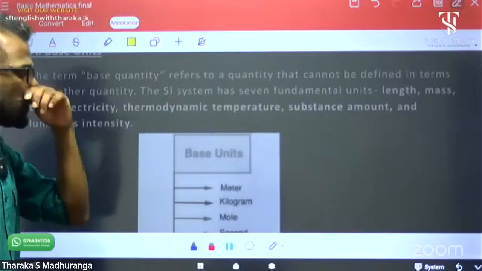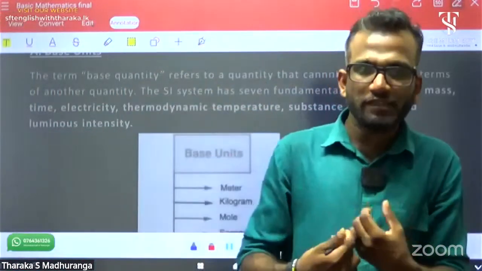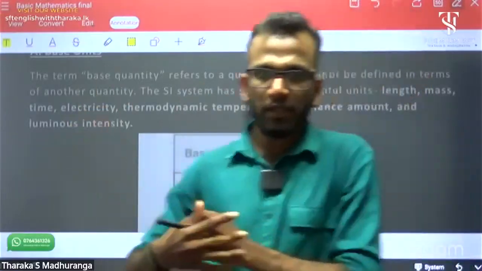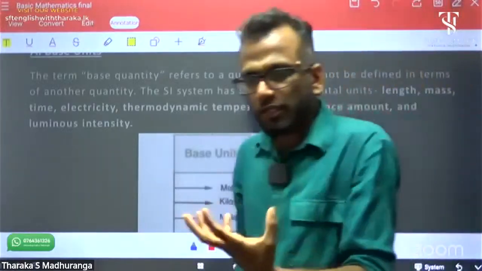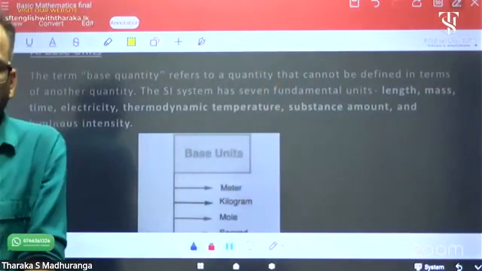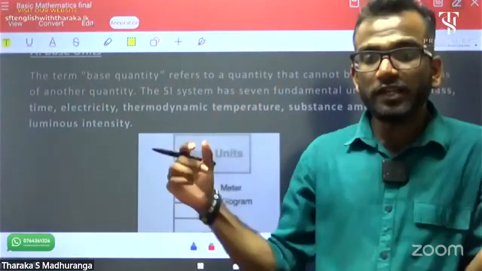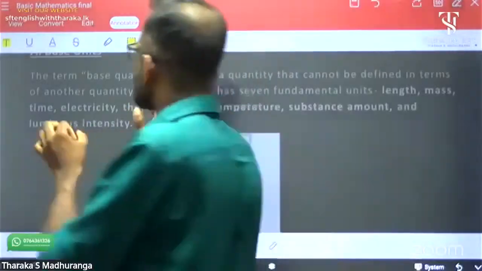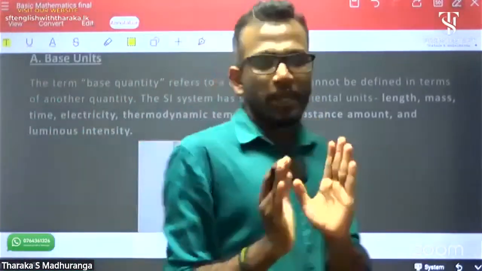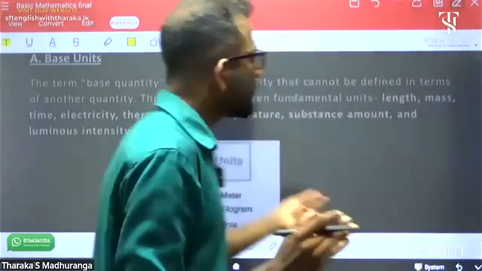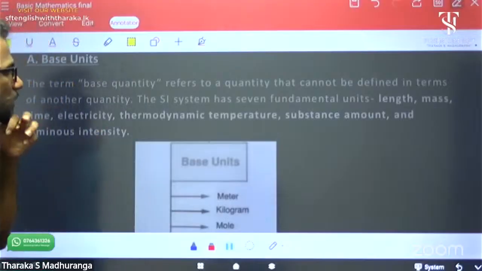Okay, now I told quantities. What's the meaning of quantities? Any property that we can measure. If any property is meaningful, it should have magnitude as well as unit. Okay, I told these units, when we discuss units, they are mainly two types: base units and derived units.